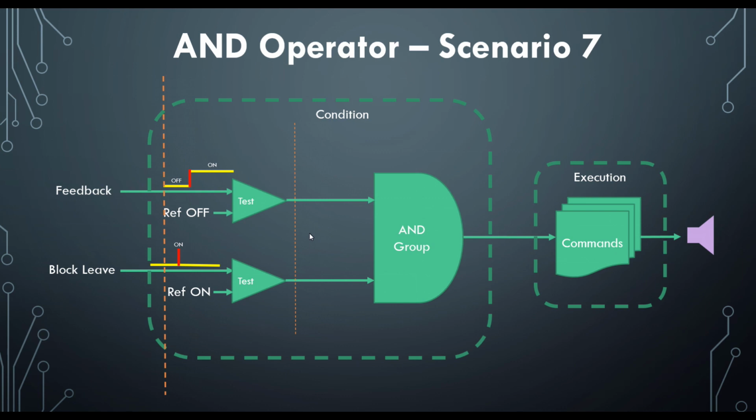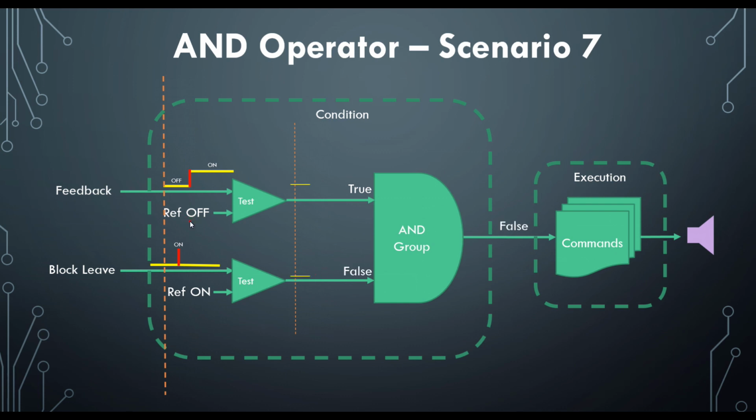Okay, scenario number 7. So let's first check the reference states. Feedback has an off reference state, and block leave has an on reference state. So let's check to see what the initial outputs here will be. This is in its off state, which matches the reference, so this output will be high. This is off against a reference on, so that will be false.